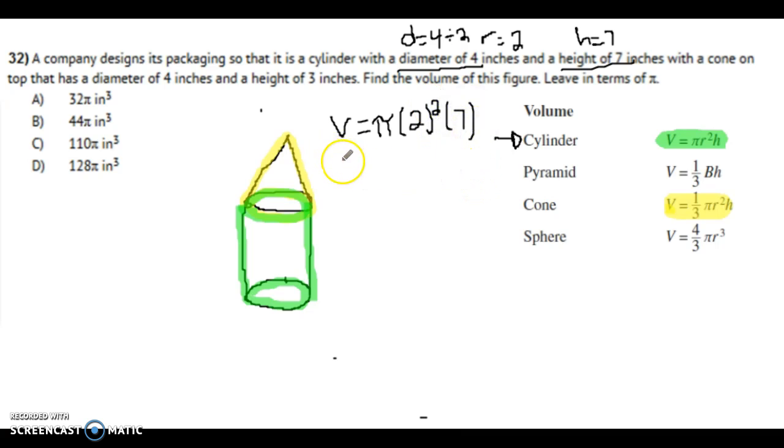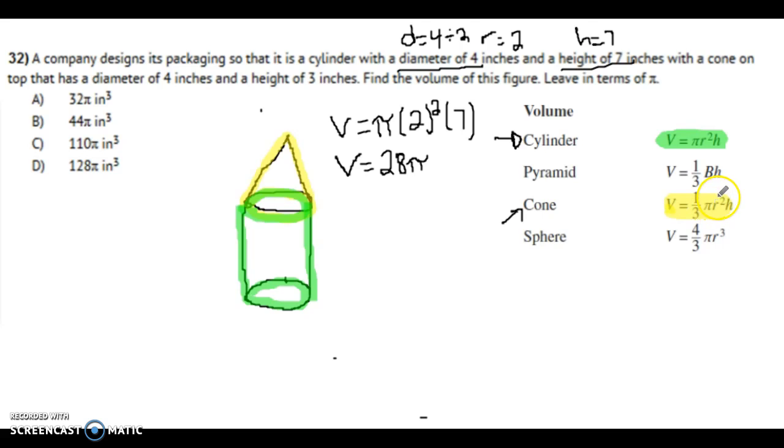And we want to leave it in terms of pi. So we're not going to type pi into our calculator. We're just going to do the rest. We're going to do 2 squared is 4, and 4 times 7 is 28. So this is going to give us 28 pi. That's for the cylinder. Now we want to also do the cone.